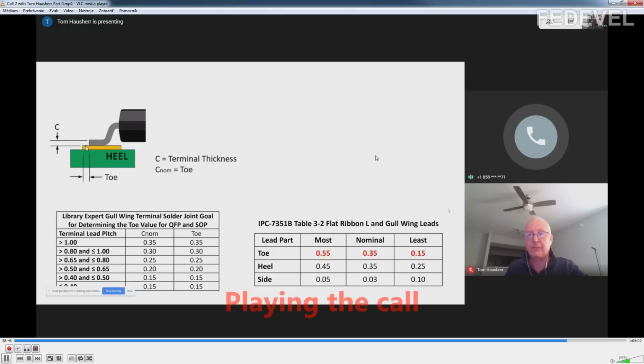The C dimension is the terminal lead frame thickness. Okay, you see the C dimension up here on the far left side. The C is the lead frame thickness, the terminal thickness. Okay, so if I have a 0.4 millimeter pin pitch part, the lead frame thickness on the 0.4 millimeter pitch is 0.15 millimeter. It's the nominal thickness of the lead frame. But as I go up to 0.5 millimeter pin pitch, the lead frame goes up to 0.2 millimeter, then 0.65 pitch is 0.25 millimeter, then 0.8 millimeter.